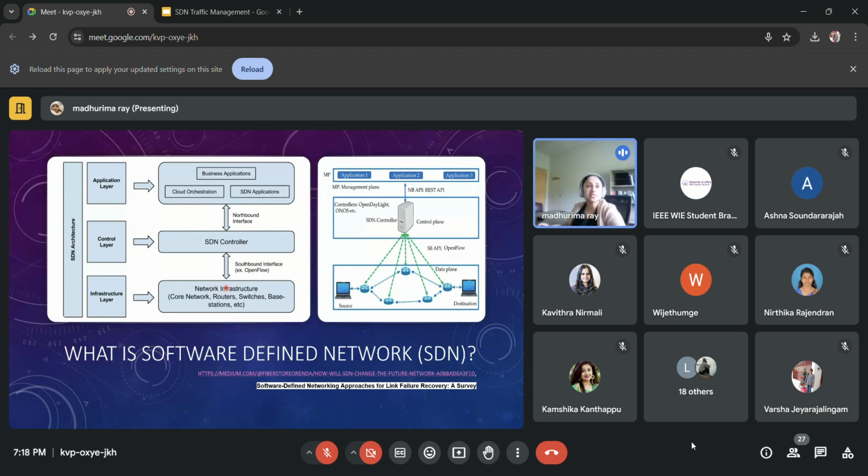Now, there is one interesting fact. This controller has global visibility inside the network, but it is a single point. This picture might give you a better idea. There are multiple devices in the data plane, or the forwarding plane, and there is one controller in the control plane. This controller is managing all these devices.